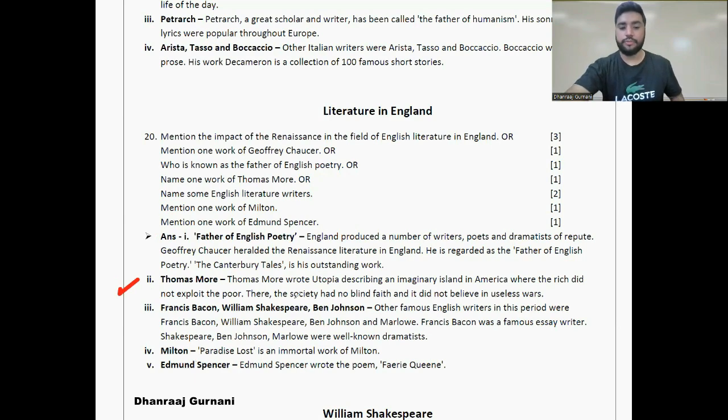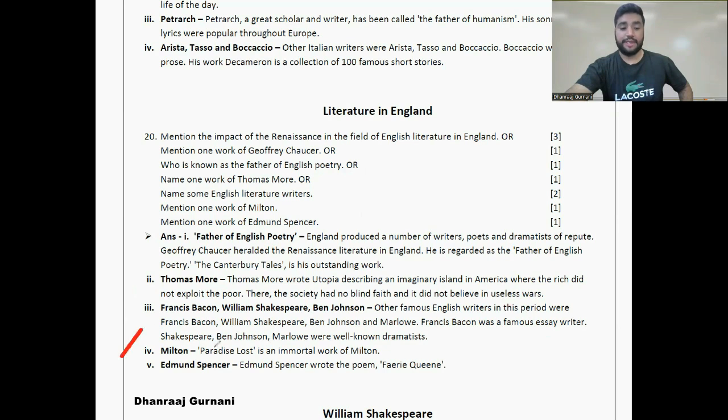Second one, Thomas More wrote Utopia, describing an imaginary island where the rich did not exploit the poor. There, the society had no blind faith and it did not believe in useless wars. Thomas More, Utopia, imaginary island. That's what his story was based on. Third one, Francis Bacon, William Shakespeare, and Ben Jonson. Other famous English writers in this period were these three. Francis Bacon was an essay writer. Shakespeare, Ben Jonson, and Marlowe were well known dramatists.